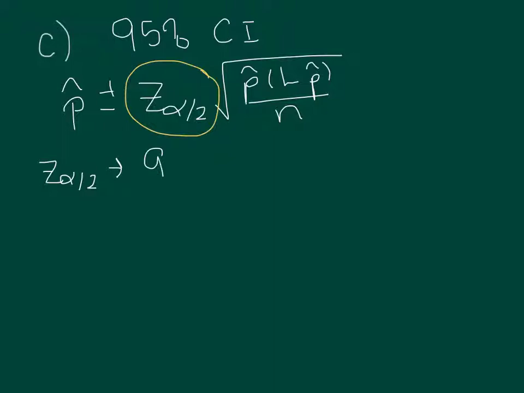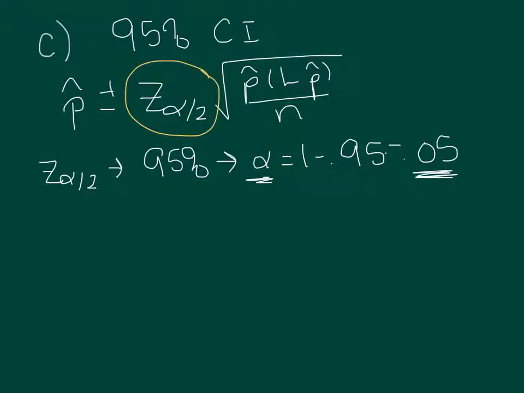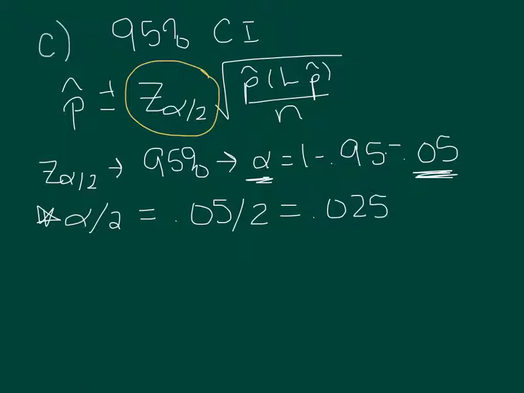So for 95%, we're going to get an alpha equal to 1 minus 0.95, and we get 0.05. So we have an alpha equal to 0.05. Don't forget, this is the thing you must not forget, is to divide alpha by 2. Some of us in class today were forgetting to divide by 2, so we do that, and we get 0.025. So then we're looking for z of 0.025, and you can do one of two things.